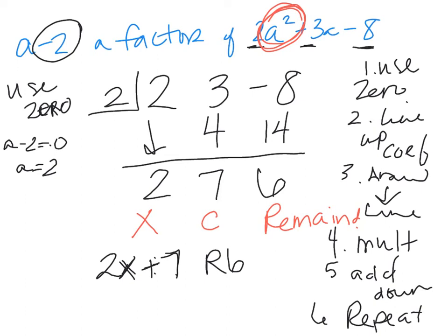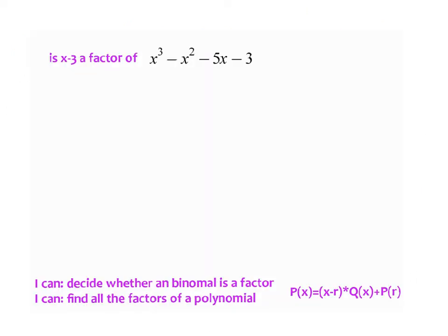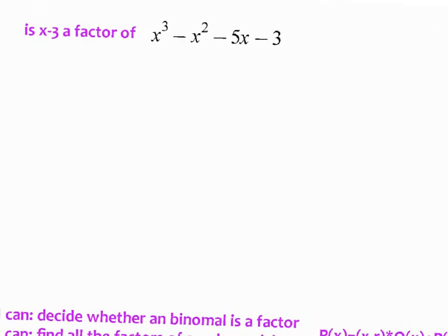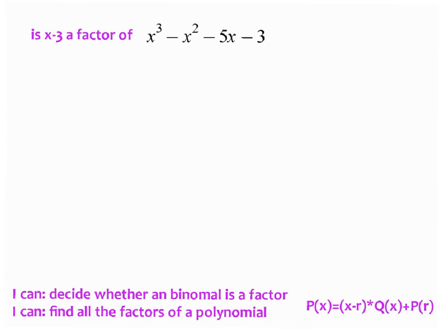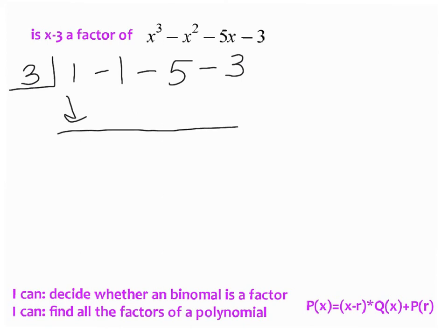Yes, I will do another one for you, and I'm going to follow these same steps. One more example. Is x minus 3 a factor of this polynomial? So step 1, use the 0. If x minus 3 is the factor, 3 is the 0. You're going to put it in a corner. Now I'm going to list the coefficients: 1, -1, -5, -3. Draw an arrow. Bring it down.